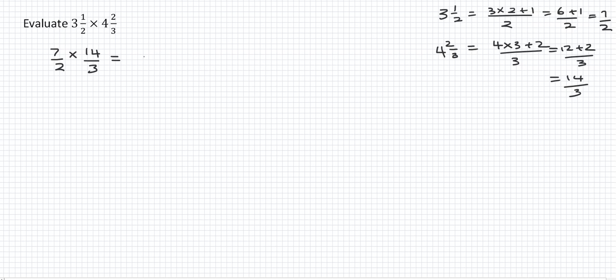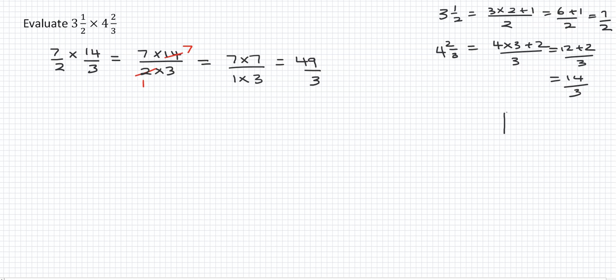So here we're going to multiply across, 7 times 14 over 2 times 3. So now we're going to try to simplify this. 2 divided by 2, 1. 14 divided by 2, we have 7. So this is going to give us 7 multiplied by 7 divided by 1 multiplied by 3. This is going to give us 49 over 3.